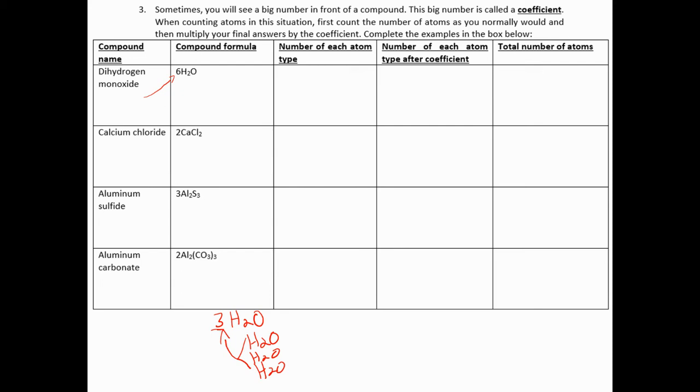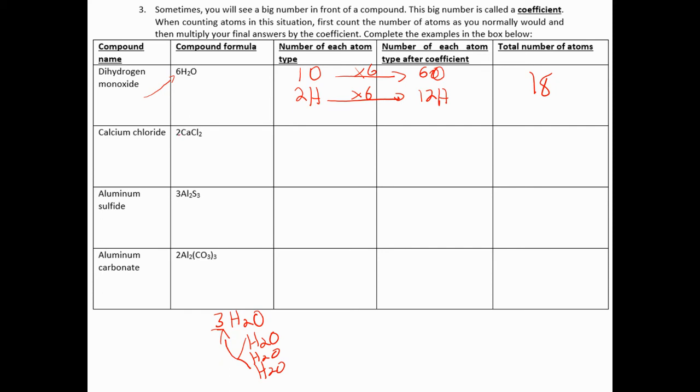So I'll do an example. In this table, I'm first going to start off by counting the number of each type of atom before multiplying. So typically I'd have 1 O if there was no 6 in front, and 2 H's. But now that there's a coefficient of 6, I have to multiply everything by the coefficient. So times 6, times 6. So this really means that there's 6 oxygens and then 12 H's for a total of 18. And that makes sense because if we had just one water molecule, there'd be 3 atoms total. But we have 6 water molecules, so 6 times 3 is 18.